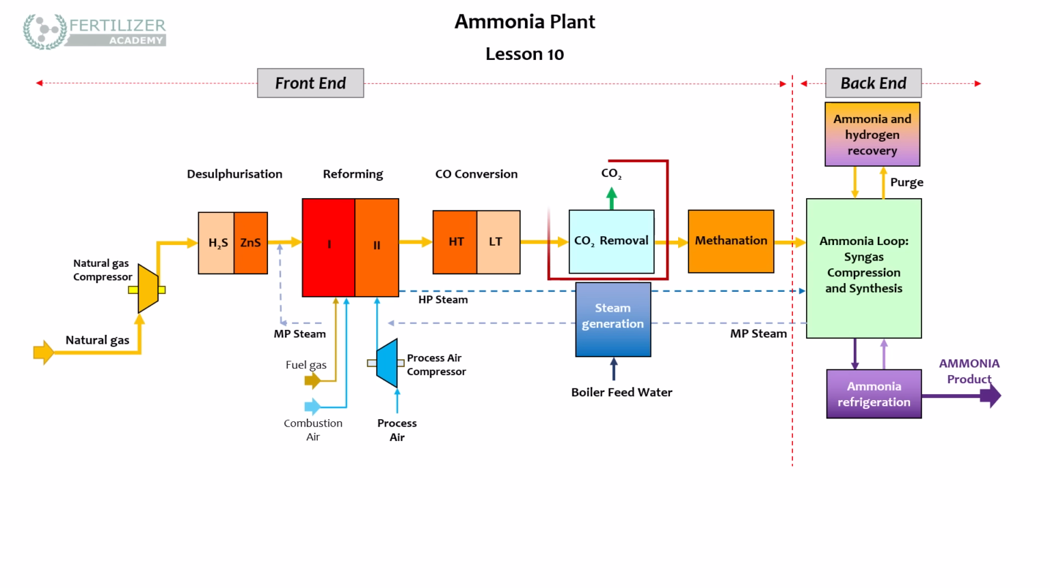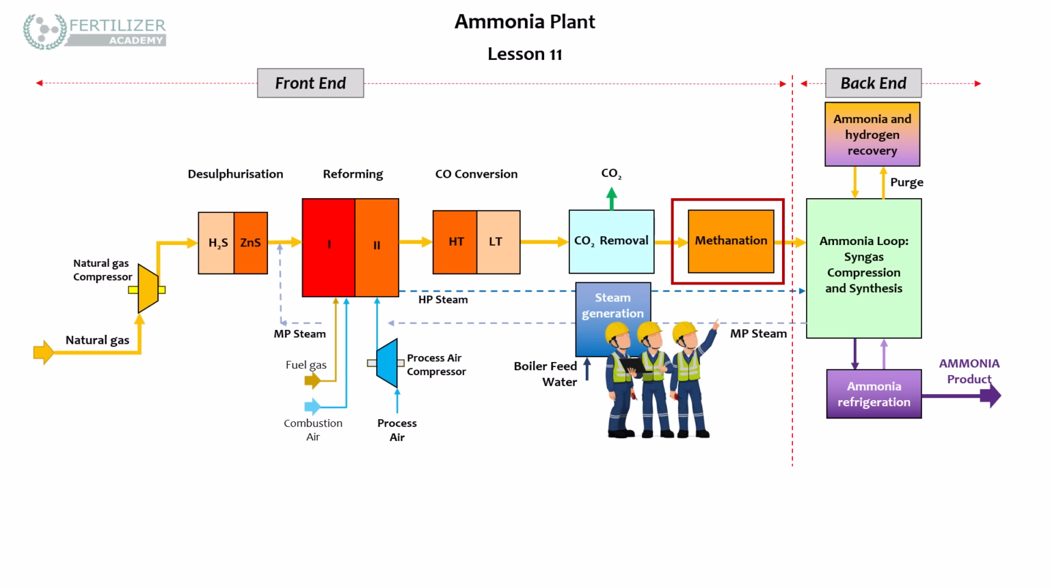Lesson 10. CO₂ removal section. In this lesson, we move on to the carbon dioxide removal section. This is a critical stage in which carbon dioxide is separated from the process gas, ensuring the required purity of the synthesis gas for the subsequent stages. Lesson 11. Methanation section. In this lesson, we move on to the methanation section, which ensures the complete removal of CO and CO₂ from the synthesis gas.